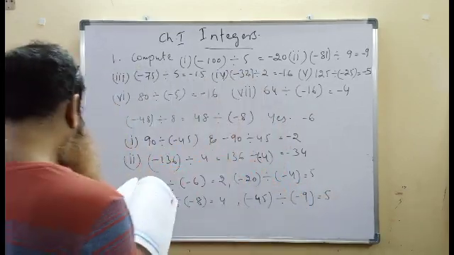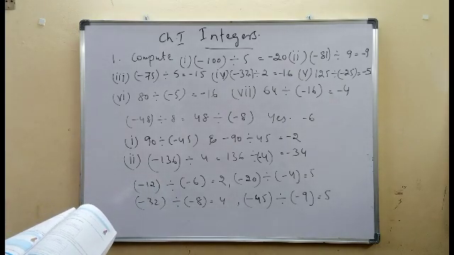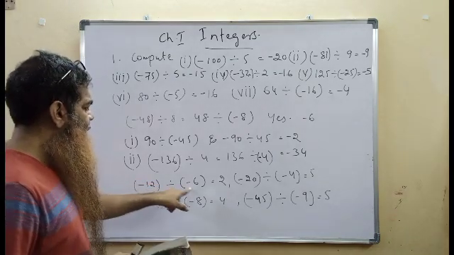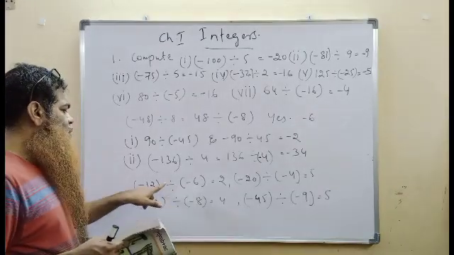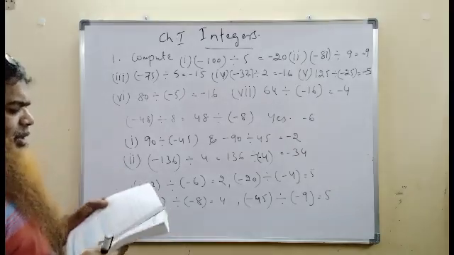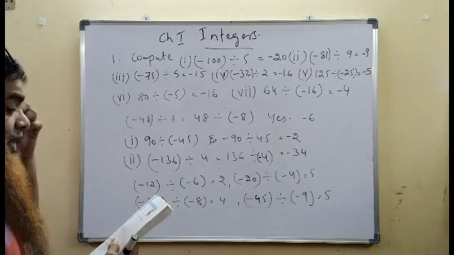We can say that when we divide a negative integer by a negative integer, we get a positive integer as the quotient. When two negative integers are involved, the result will be a positive integer. Now do this on page number 13. Let's go to page number 13.